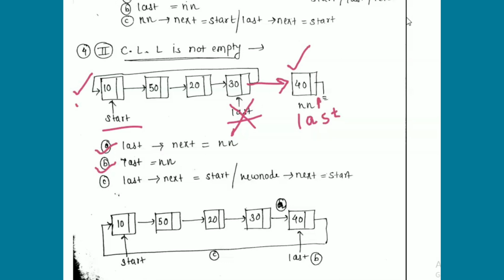Now after updating the last, we need to make a connection from last to the start of your linked list. So for that, the statement is last next is equal to start, or we can say that new node next is equal to start. So both statements are fine. So this is a simple way to insert a node at the end of a circular linked list. Now we will check the code.